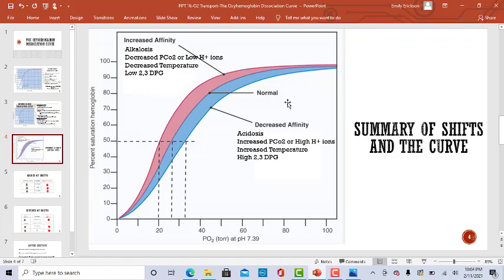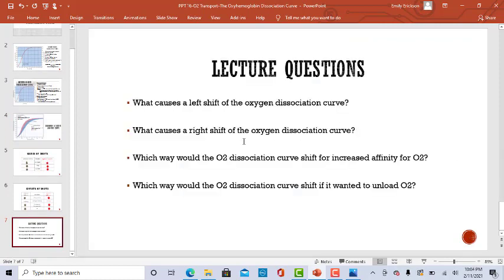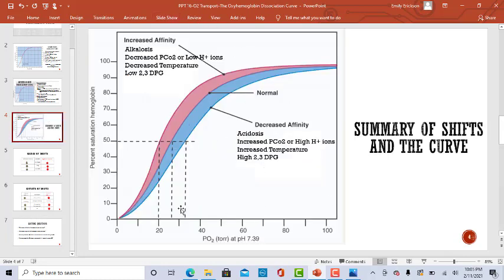We will keep building on this and help it make more sense. This used to be, I think, 11 slides. We're down to 7. So if you've printed this, just relook at it. I cut some things out. So when you're looking at the lecture questions, you have what causes the left shift, what causes the right shift. You should be able to write those down. And then which way would it shift for an increased affinity and which way would it want to unload. So definitely throw them on a flashcard, memorize them up, and then we're going to keep talking about that and building on that as we go. But for right now, definitely know this diagram for the exam and the components of it.